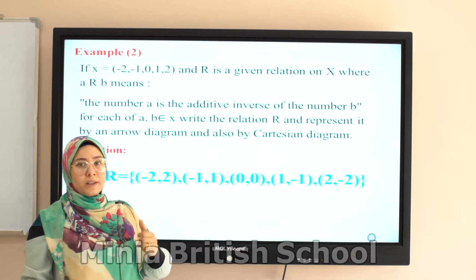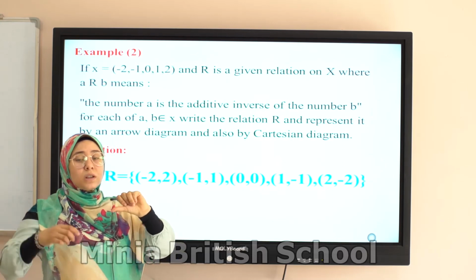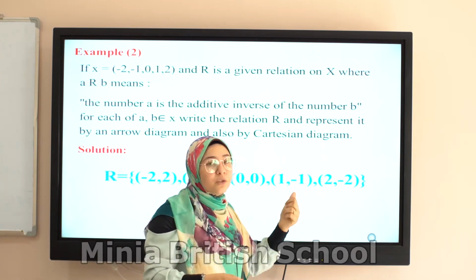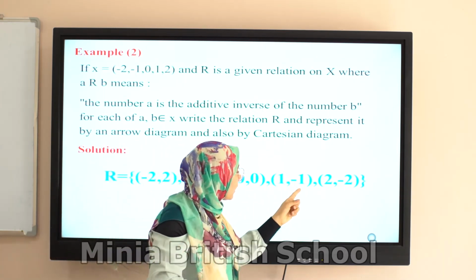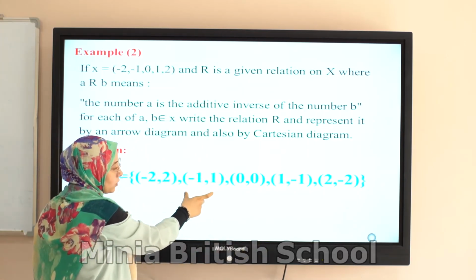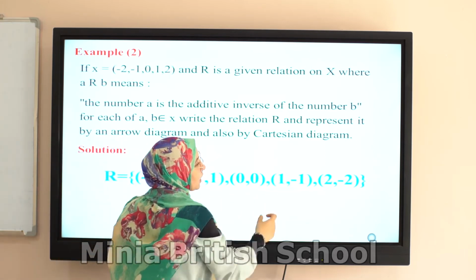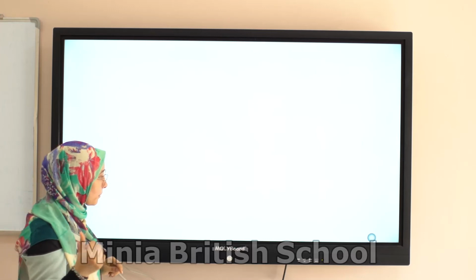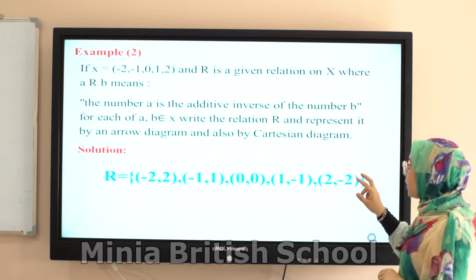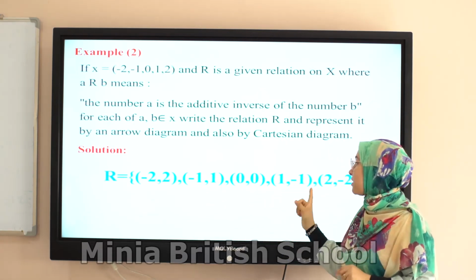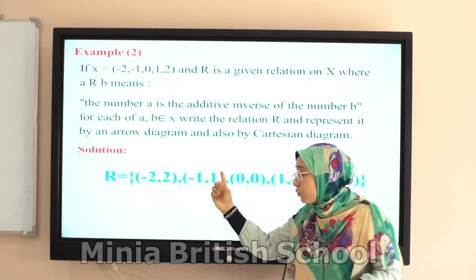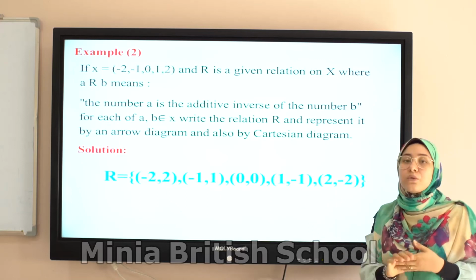1, I said its additive inverse equals negative 1. So I will write the ordered pair 1 and negative 1. Negative 1 and 1 is not equal to 1 and negative 1, because I said before the two ordered pairs here are represented graphically with two different points. So negative 1 and 1 is not equal to 1 and negative 1.